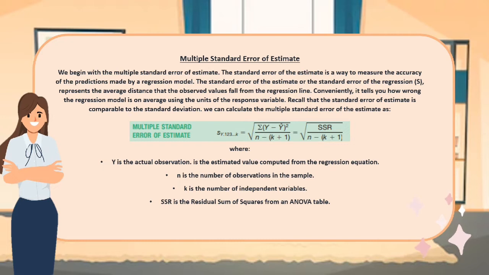Recall that the standard error of estimate is comparable to the standard deviation. We can calculate the multiple standard error of the estimate as this, where y is the actual observation, ŷ is the estimated value computed from the regression equation, n is the number of observations in the sample, k is the number of independent variables, and SSE is the residual sum of squares from an ANOVA table.